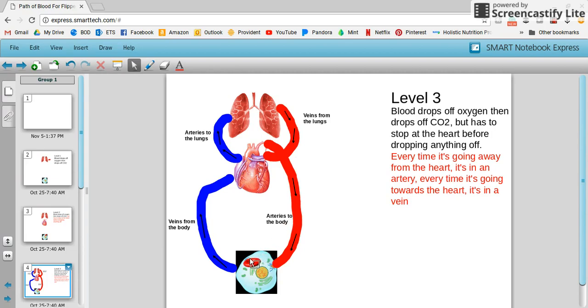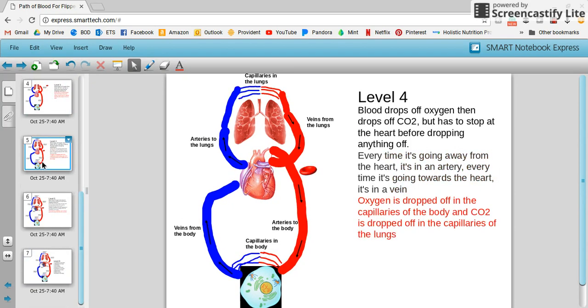And then once I drop off the oxygen, now I'm going back towards the heart. So I'm going in veins from the body to the heart. Big squeeze, away from the heart. So now I'm going arteries to the lungs and then to the lungs. All right, so we go veins from the lungs to the heart, arteries to the body, then veins from the body, and then arteries to the lungs. All right, again, pause. Make sure you got level 3. Arteries away from the heart, veins towards the heart, because we're about to step it up a notch in level 4.